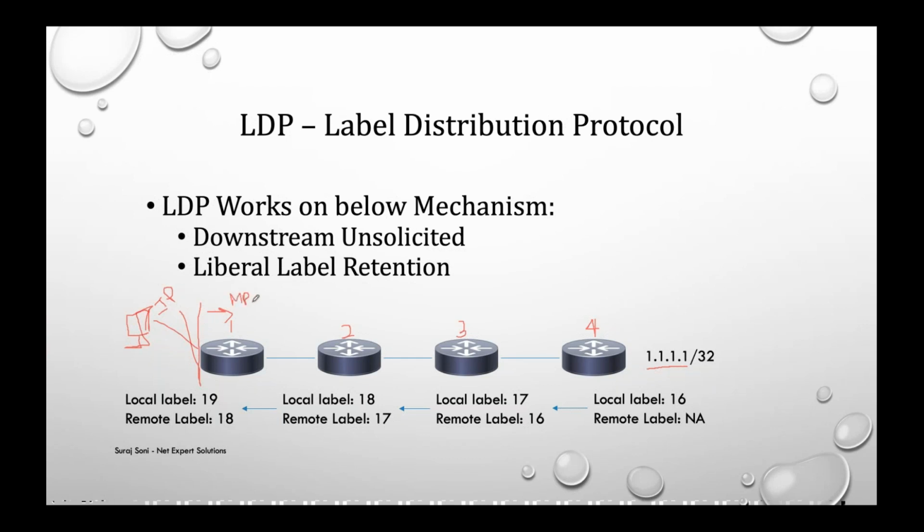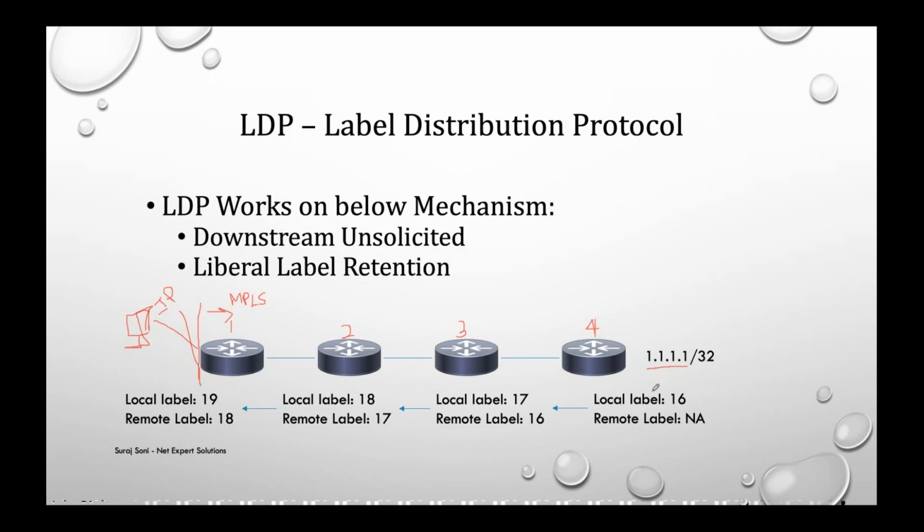The forwarding before R1 is all IP-based forwarding. From R1 onwards it's MPLS-based forwarding. So I will first explain how the labels are getting allocated, then how the data will be sent. Because the traffic flow is from R1 to R4, label allocation will go from R4 to R1. It starts from the other side. R4 will allocate the label to 1.1.1.1 because it's directly attached.